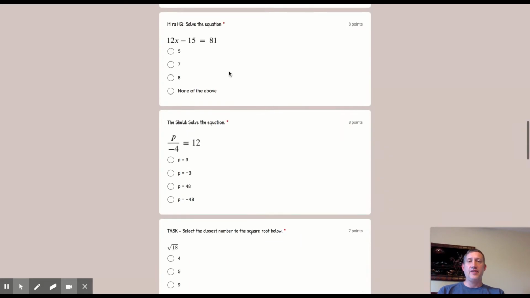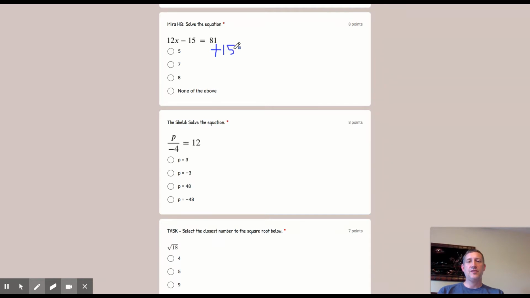All right, how about this one? This is a two-stepper. Now, if you're stuck, you could always just take your answers and plug them in for x and see which one equals 81. But let's just do this in two steps. What's the opposite of subtracting 15? Adding 15.